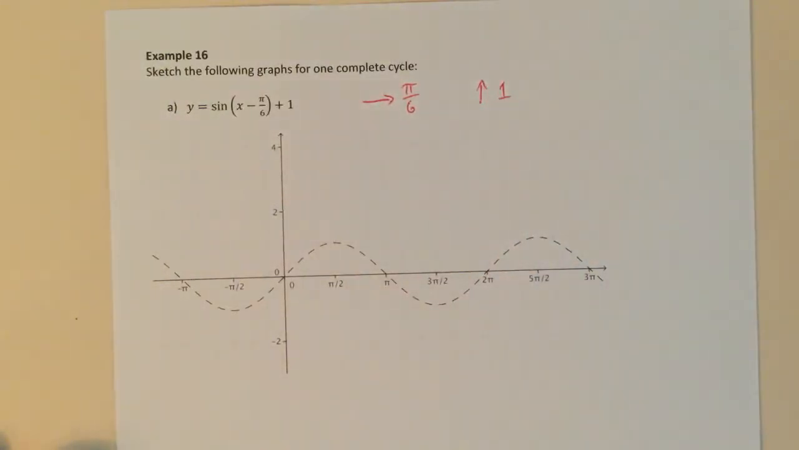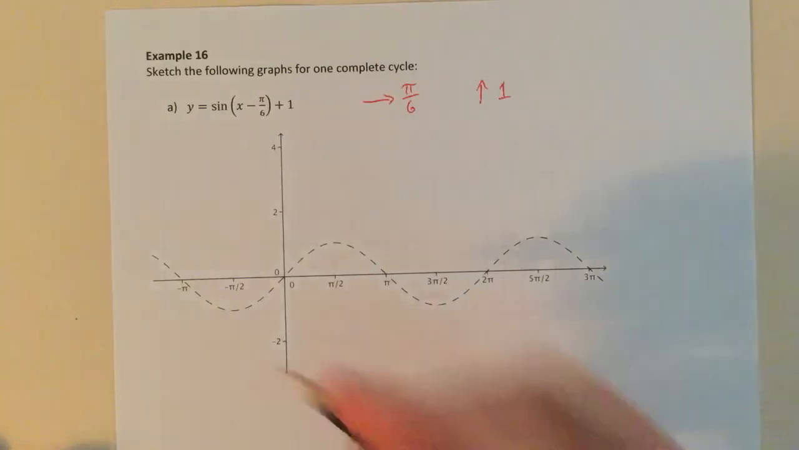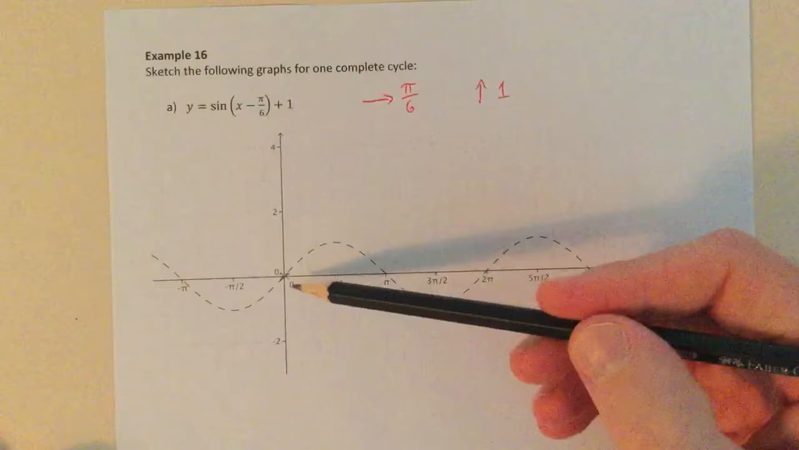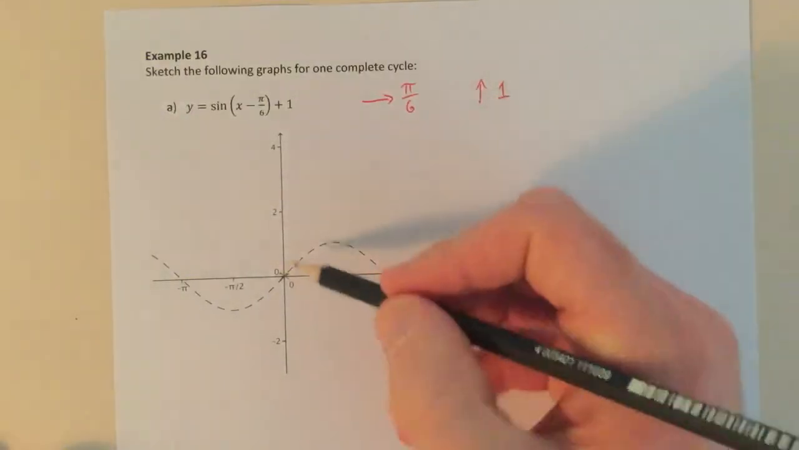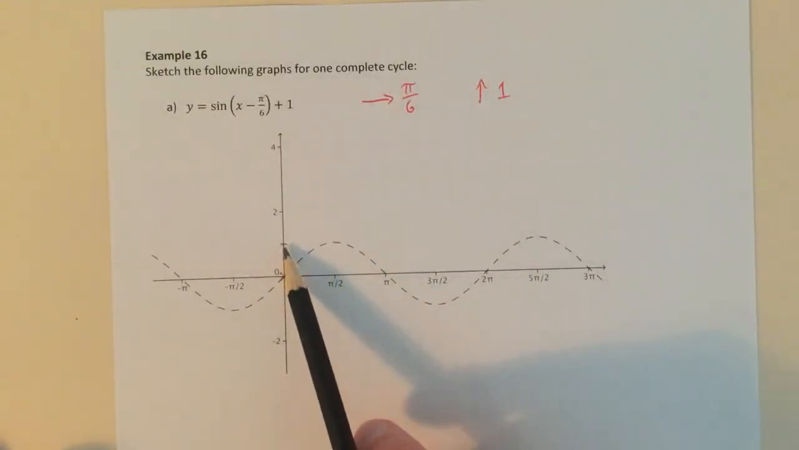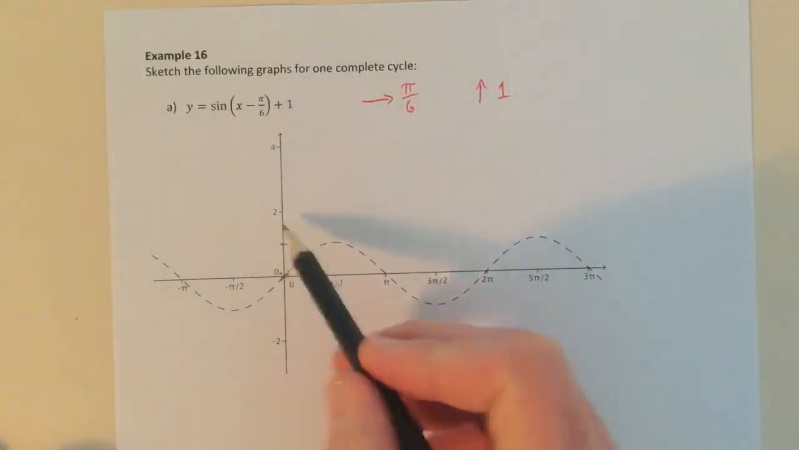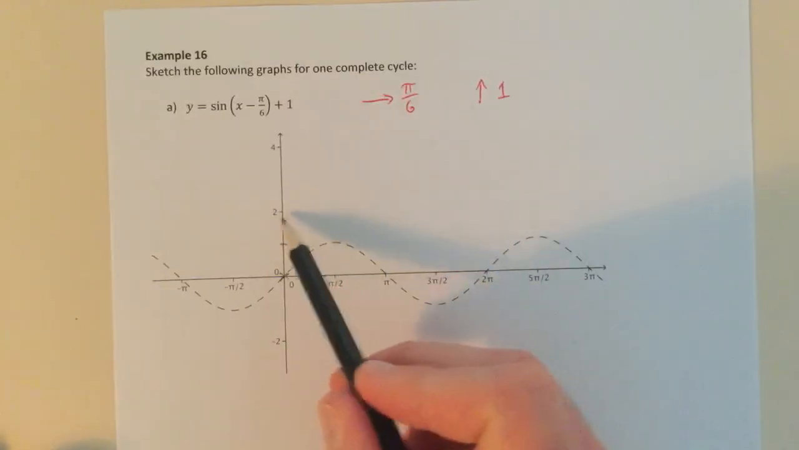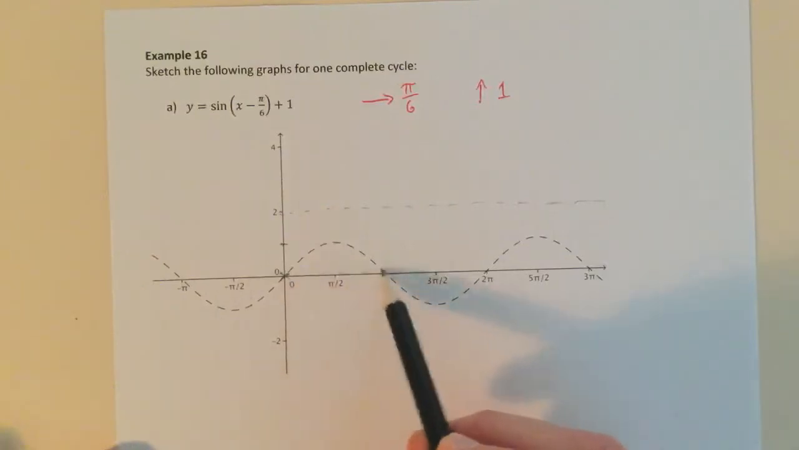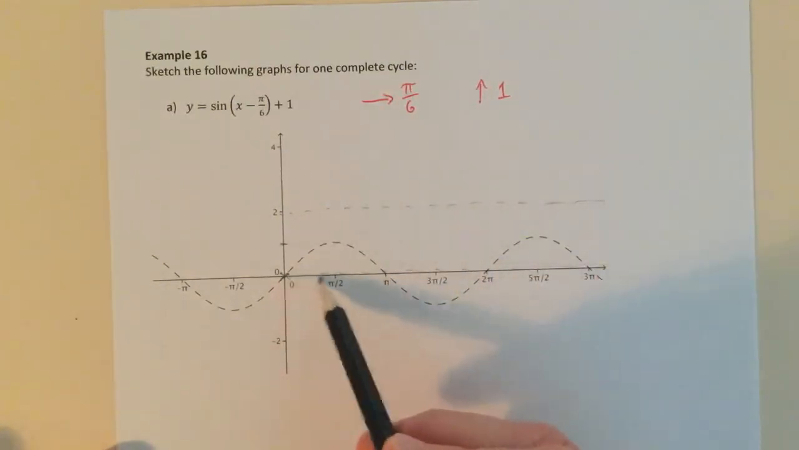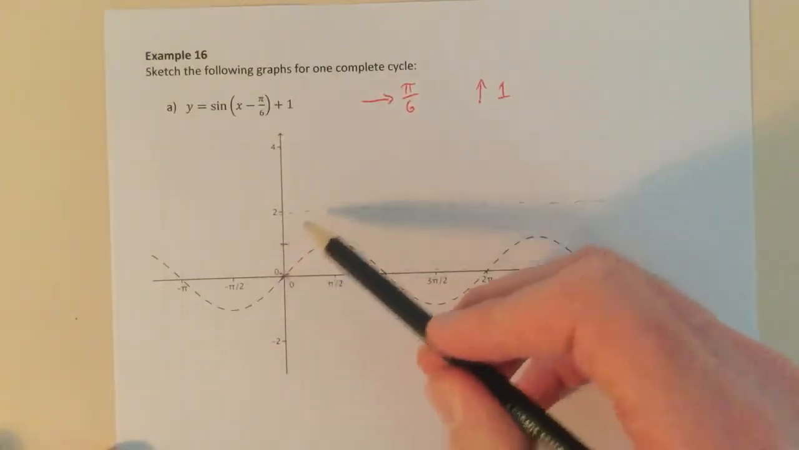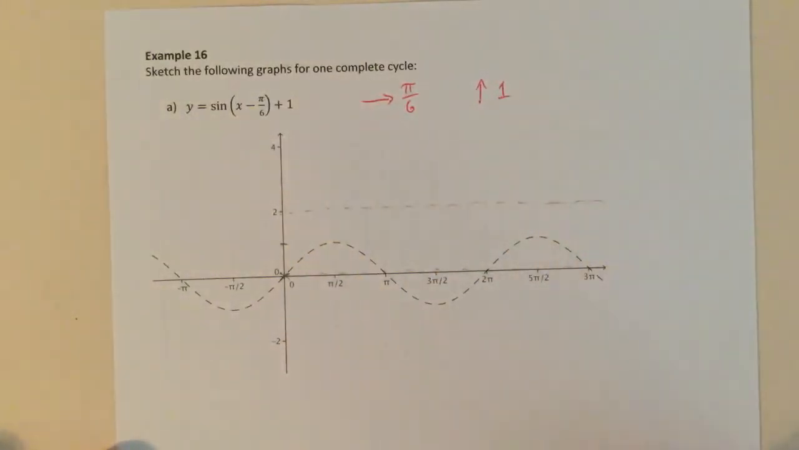Maybe one thing I should do first: with a translation of 1 unit up, that moves the middle position, or the mean position of the curve, to y equals 1. And because the amplitude is 1, all of our points are going to be bouncing up and down between positive 2, the highest they go, and 0 along the x-axis. Sometimes it's not a bad thing to mark those two lines in very faintly, just so that you know your curve is going to be bouncing up and down between those two values.